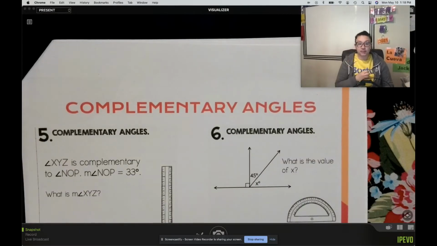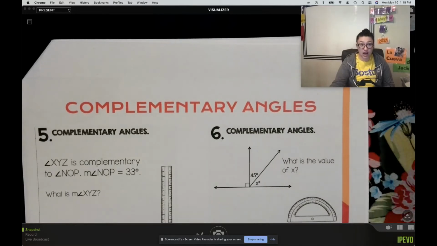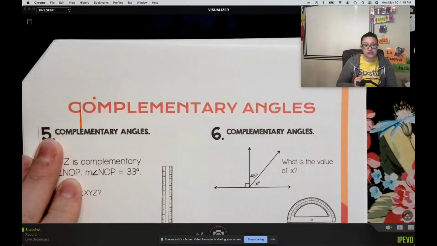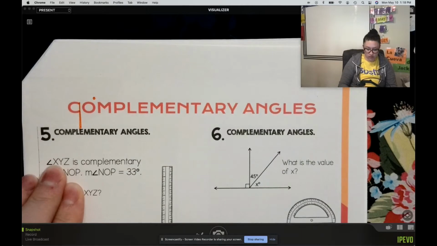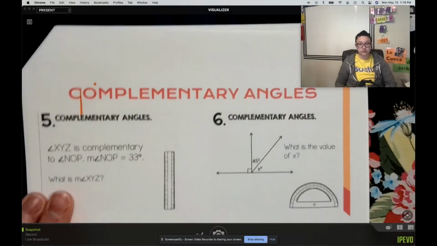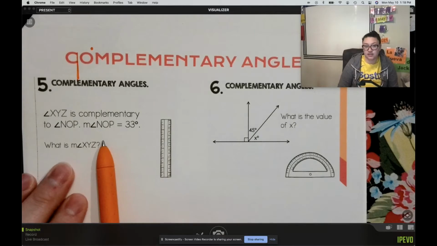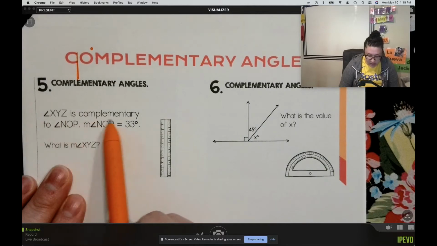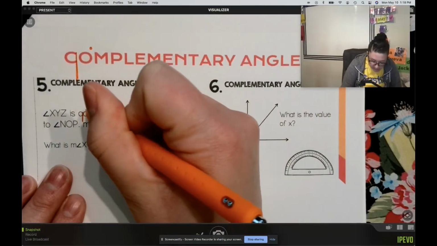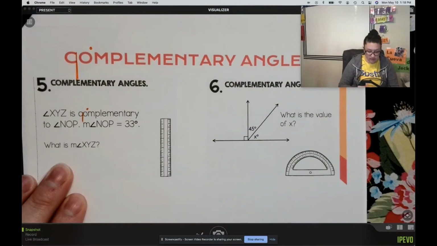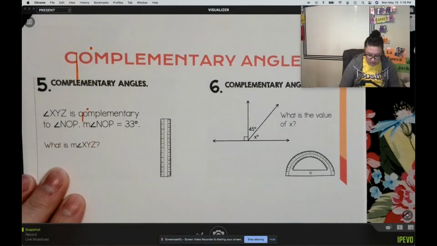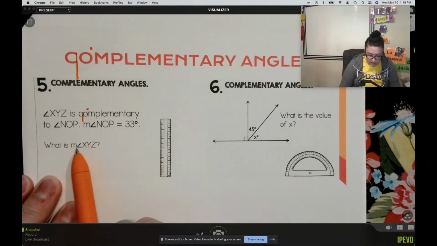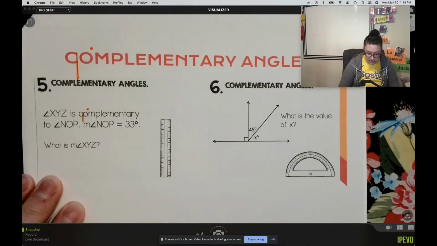Now we're going to practice with complementary angles. Remember, complementary looks like the number 90 degrees. Complementary angles equal 90 degrees. So our first example, again, I'll do this one and then you'll try this one. Angle XYZ is complementary, and get in the habit, when you see complementary, of turning that into 90 degrees, to angle NOP. The measure of angle NOP is equal to 33 degrees. What is the measure of angle XYZ?